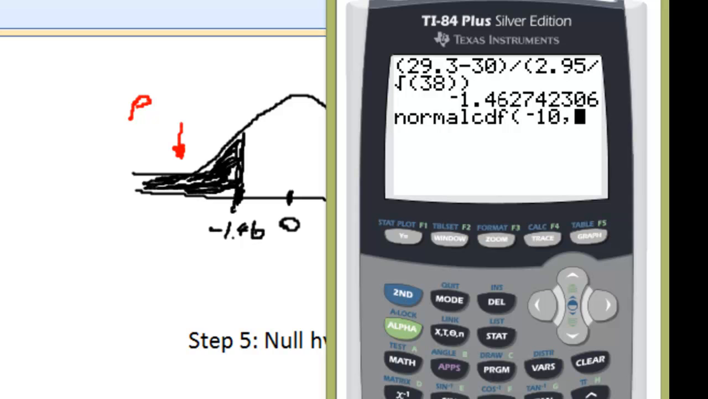Then after you do that, put in a comma. Now give it the upper bound. In this case, what's the farthest right that the shading will show you here? The farthest right of the shading is negative 1.46. This is our upper bound. So I'll punch in negative 1.46.